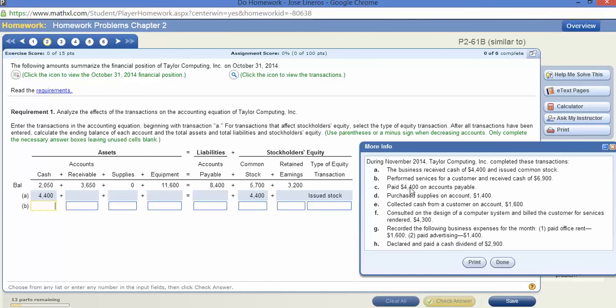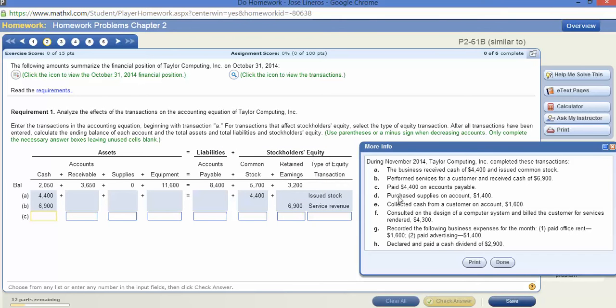Go to the next one here, B, performed services for a customer and received cash of 6,900. Well, obviously cash is going to go up and retained earnings is going to go up. And for this amount, what we have is the 6,900, the type of equity transaction. Retained earnings went up because we received service revenue.